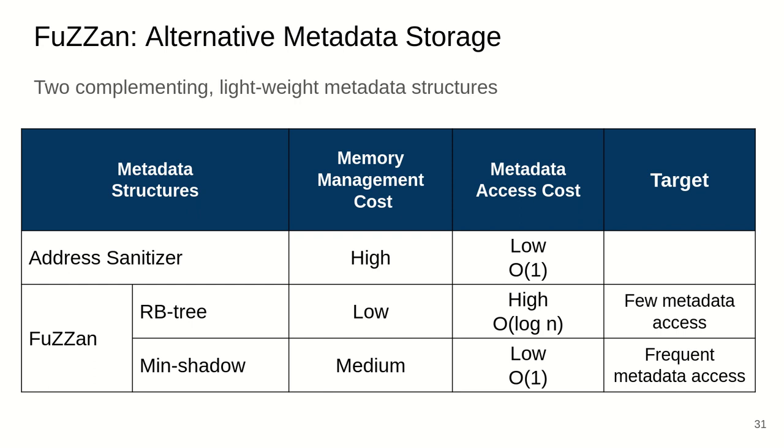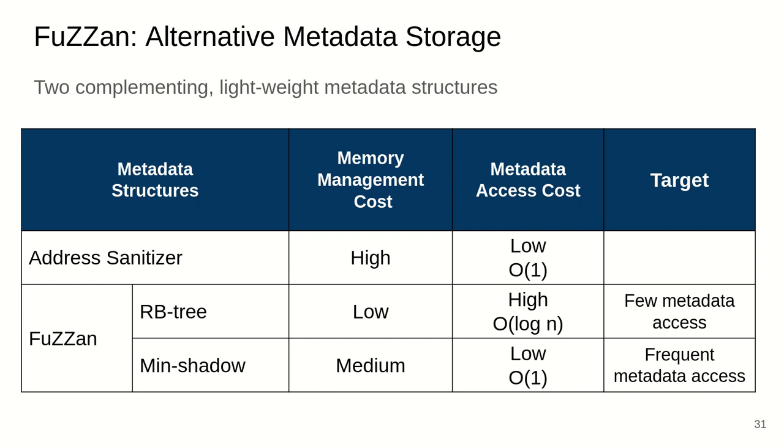AddressSanitizer comes with very high management cost, but the access of the metadata is very cheap, and it supports very large amounts of memory. For FuZZan, on the other hand, we have 2 alternatives. The red and black tree has low memory management cost, but incredibly high metadata access cost of log n. And if there are only very few metadata accesses, as in very short executions with few memory accesses, then this is perfectly fine. For min shadow, we have a medium memory management cost, which is much lower than what AddressSanitizer has, and the same metadata access cost as for MemorySanitizer.